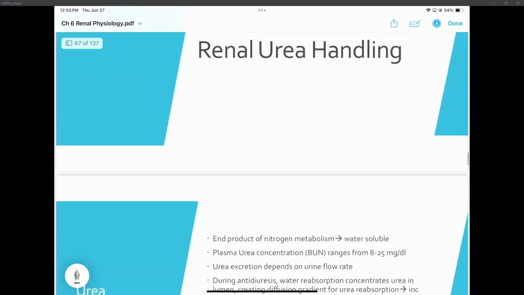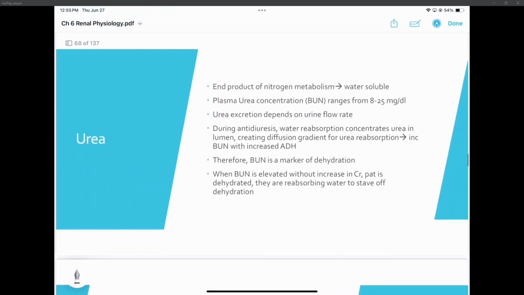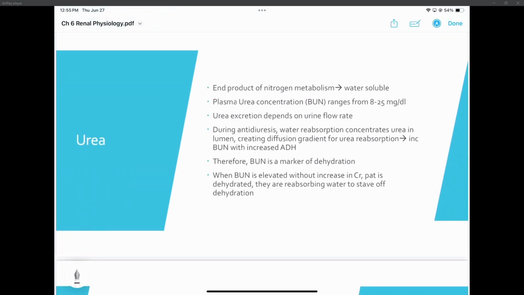Renal urea handling, so our BUN, plasma urea concentration. It's an end product of nitrogen metabolism. What has nitrogen in it? Proteins. So remember, our creatinine is a function of muscle metabolism. BUN is also there.